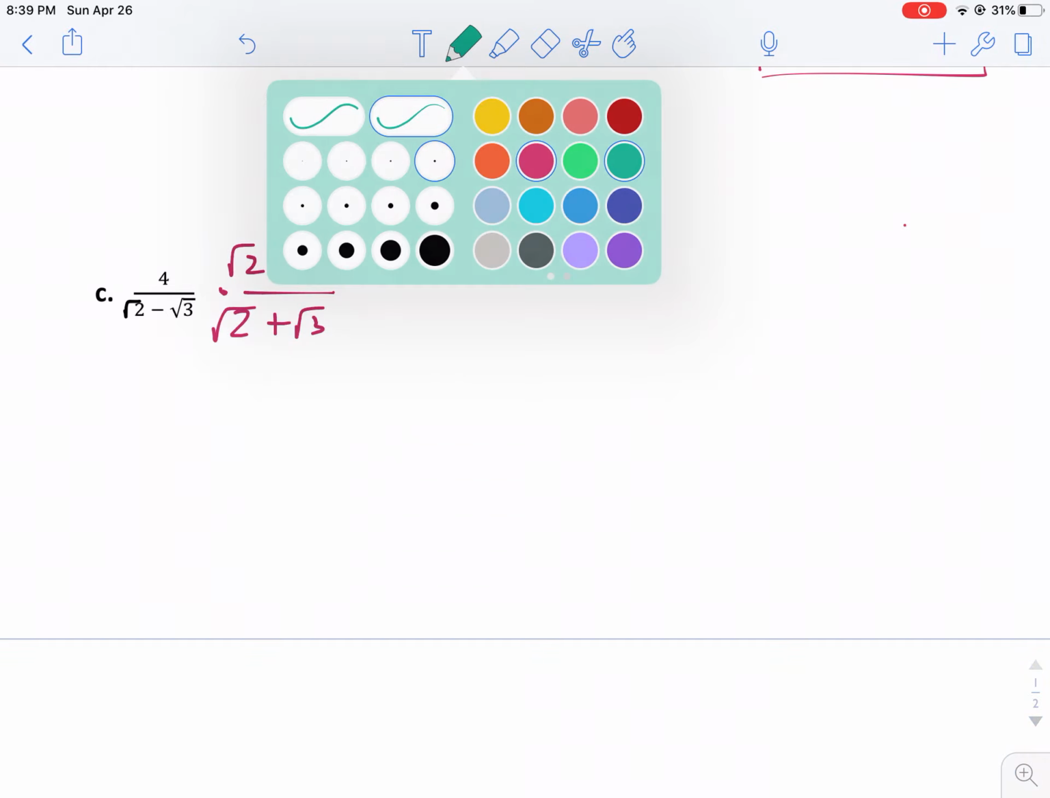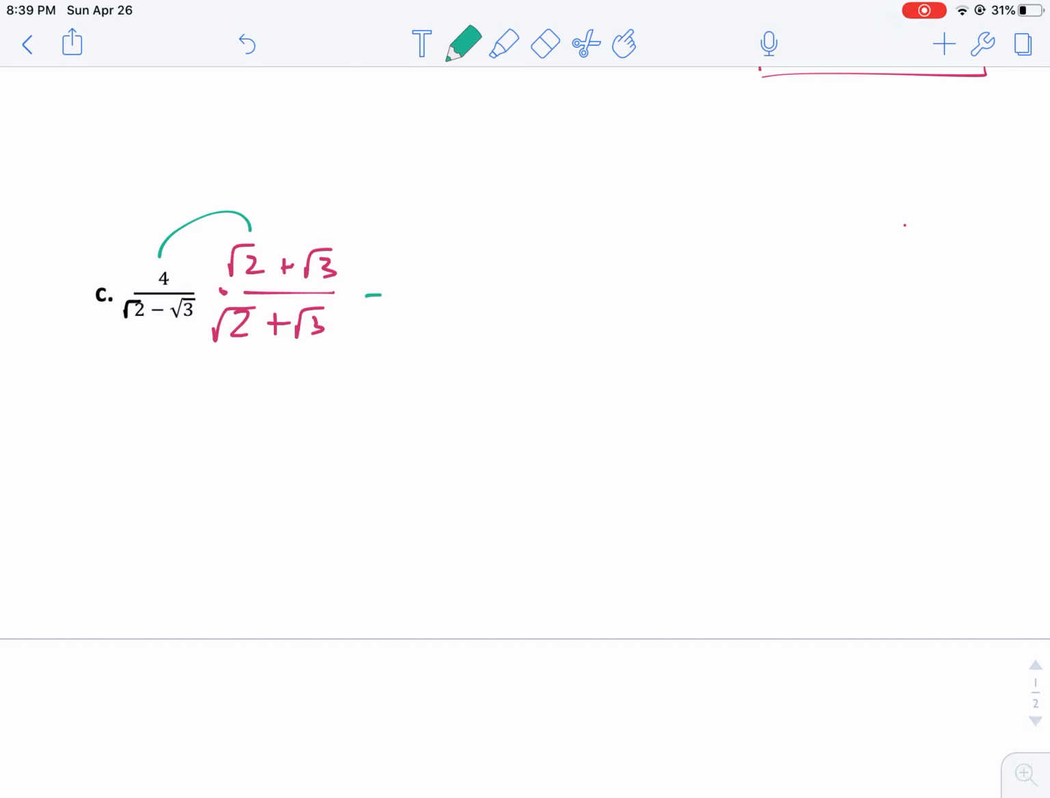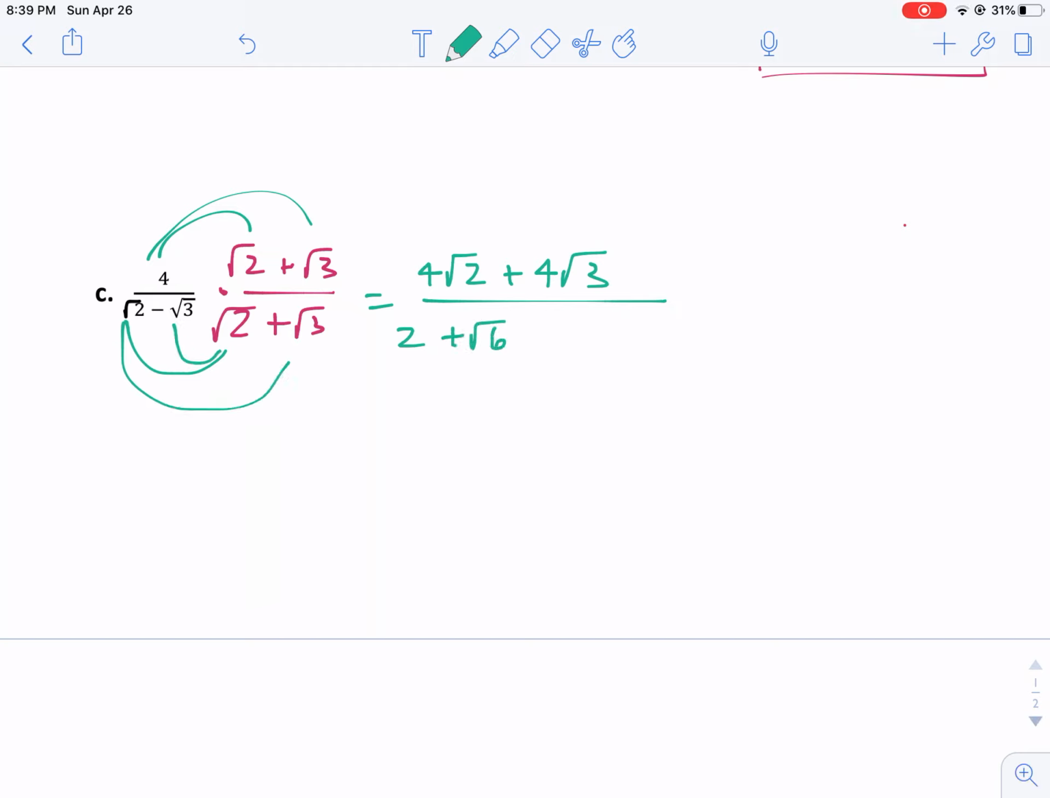Okay, and we're going to distribute the numerator. So 4 times root 2 gives us 4 root 2. 4 times root 3 is 4 root 3. Root 2 times root 2 is 2. Root 2 times root 3 is root 6. Root 3 times root 2 is root 6. And then negative root 3 times root 3 is negative 3.